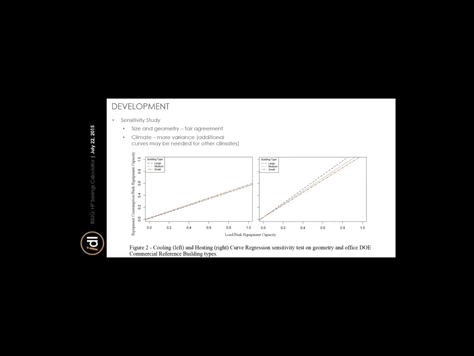Lastly, there was a brief sensitivity study done. We ran the size and geometry, which are what's charted here, and they showed fair agreement between large, medium, and small building type. So we went ahead and didn't vary the curves based on building size. We also did that with the climate, which showed more variance, and so we're thinking, depending how different the climate is, if the tool is to be used in a different area, we might want to run curves for that as well in the future.